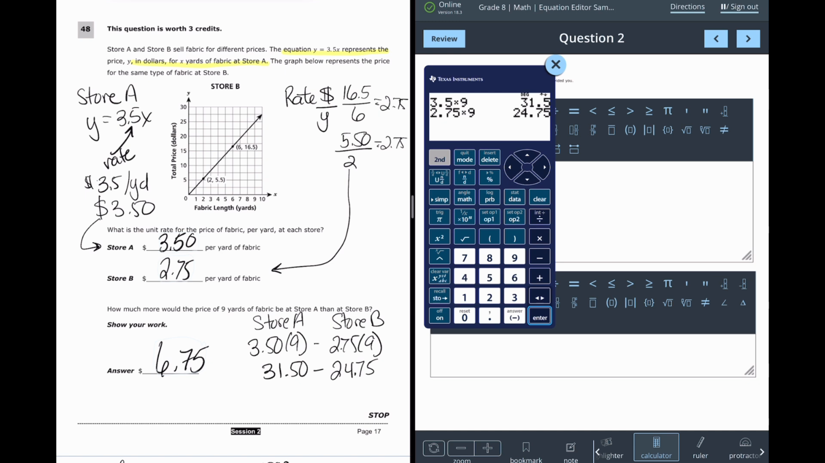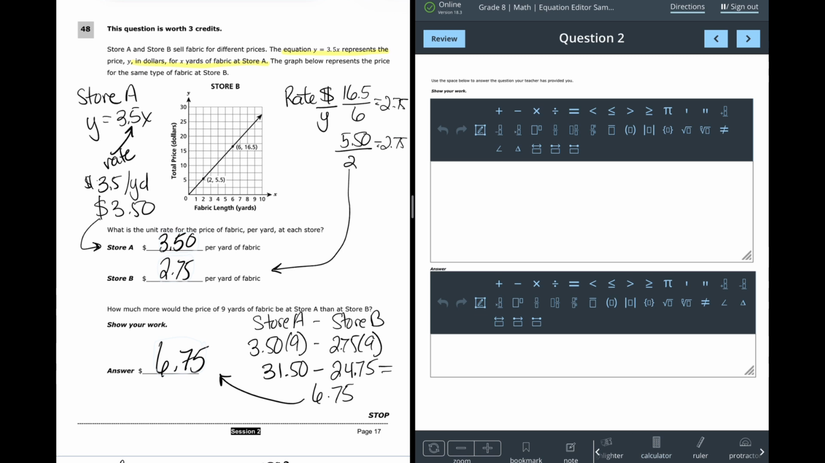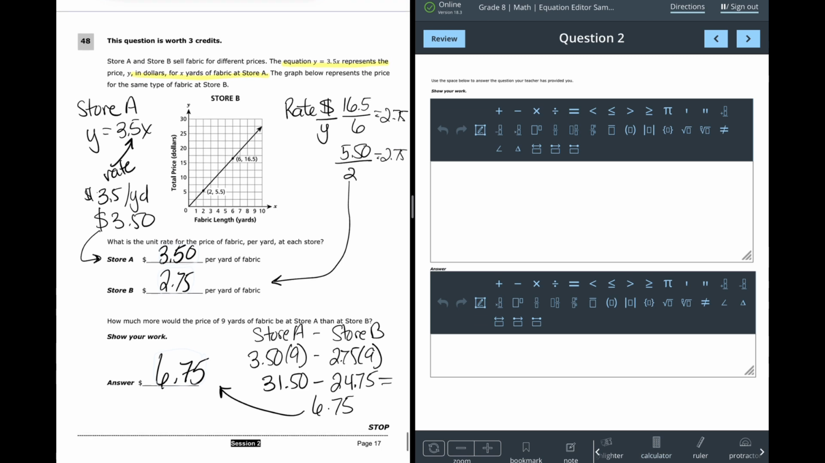And now we're just going to subtract them. $31.50 minus $24.75 is equal to $6.75. So bam, that shows my work there. Okay, so now let's put all this in. This seems okay compared to some of the other problems. This seems good for these 3 points.